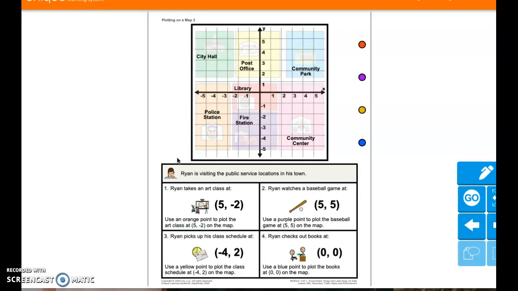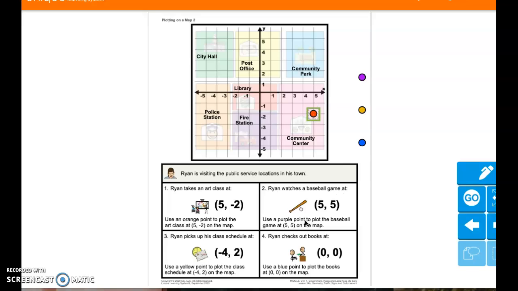Okay, so on this one, we have to put the points where they belong. It says Ryan takes an art class at 5, negative 2. It says down here, use an orange point to plot the map. So we're going to use this orange one, and we're going to start here. We're going to go over 5 and then down 2 right here. So this is where we put this point. 5, negative 2. Oh, and we're right. Ding, ding. Okay. Next one.